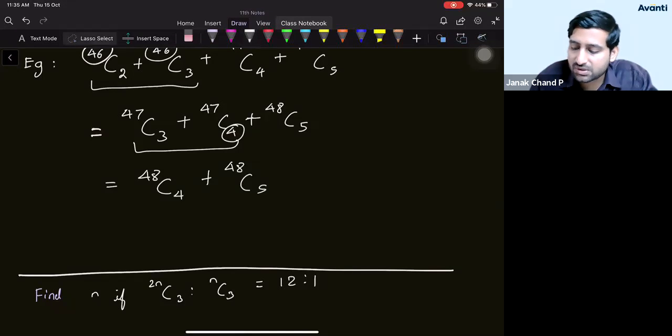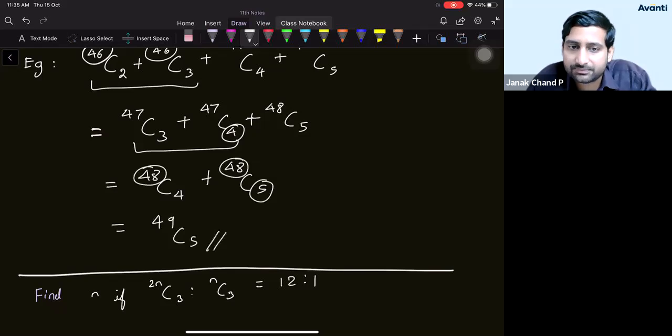Yes, once again, students, the upper value is matching and the lower value has a difference of 1. So you can add this once again. So this will be 49C5, the bigger value. So this is your final answer.